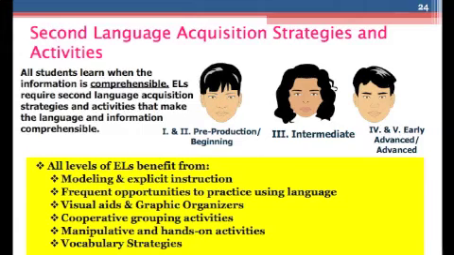Okay, moving on. This kind of summarizes the 5 stages, and to know that from a teaching point of view, all levels of English learners benefit from this: modeling and explicit instruction, frequent opportunities to practice using language, visual aids and graphic organizers, cooperative grouping activities, hands-on and manipulative activities, and vocabulary strategies.